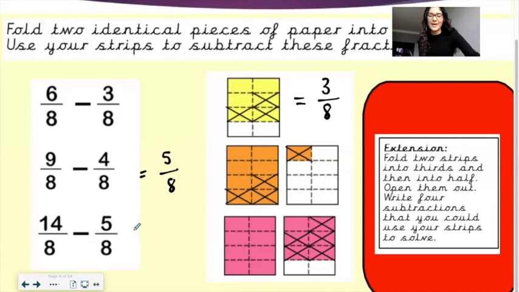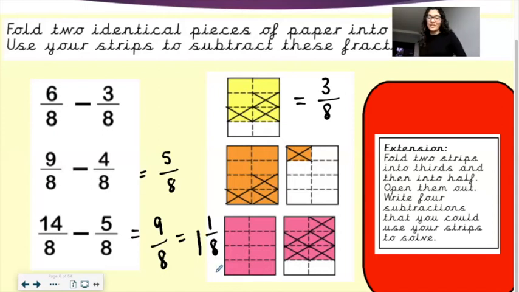And your last one, 14/8 take away 5/8. So you get 2 pieces of paper, fold them so that you have 8 parts to each piece of paper. You shade in 14 of those parts and you take away 5 to then get your answer of 9/8, which is also the same as 1 whole sheet of paper with 1 part of another sheet of paper shaded in. So that's 1 whole and 1 out of 8.